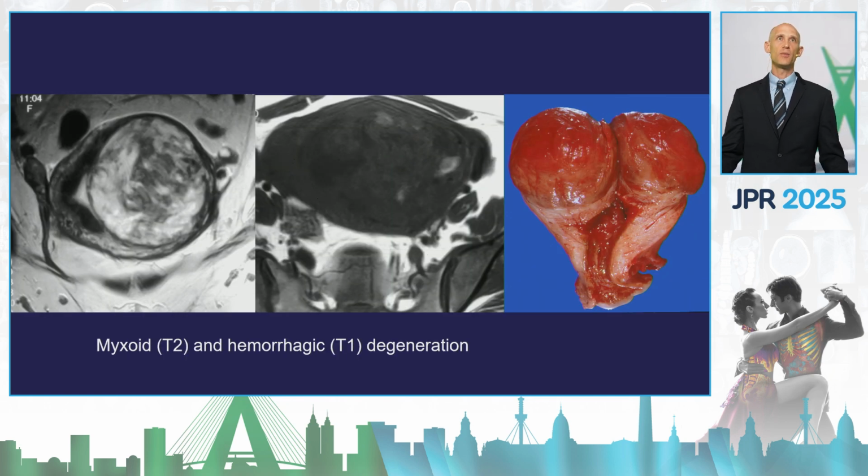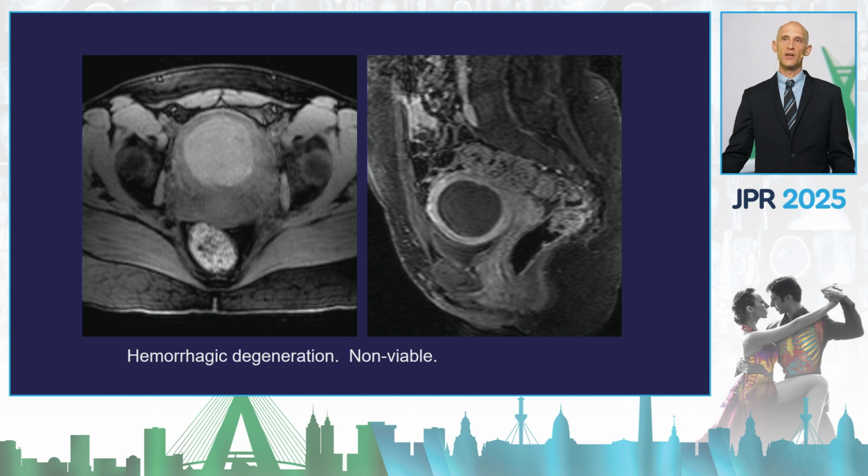Okay, here's another example where we have a combination of myxoid degeneration as well as hemorrhagic degeneration. Notice that the myxoid degeneration in our first image results in high T2 signal intensity. Our hemorrhagic degeneration results in areas of increased T1 signal intensity. Our gross pathology image nicely shows the well-defined margins of a typical leiomyoma and is red in color related to that hemorrhagic degeneration.